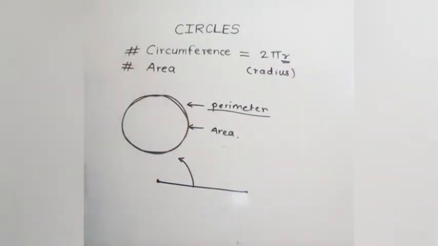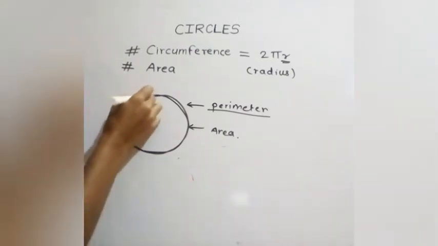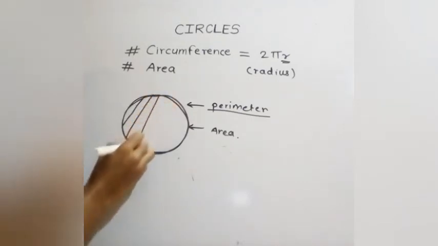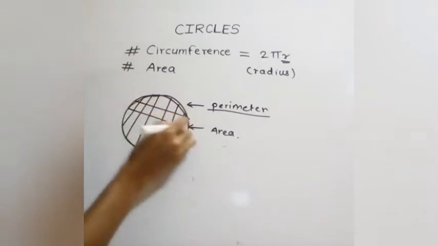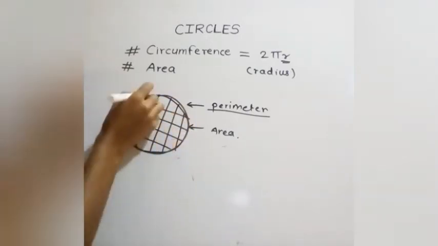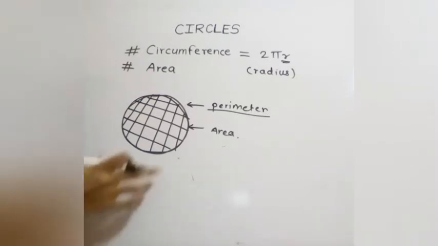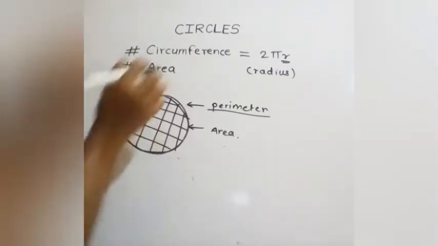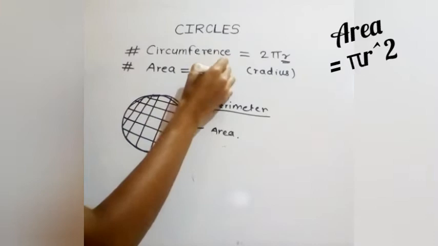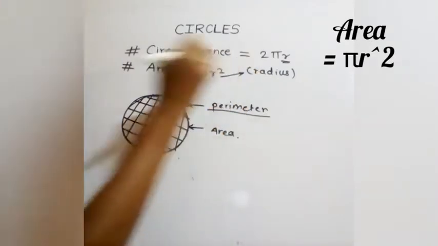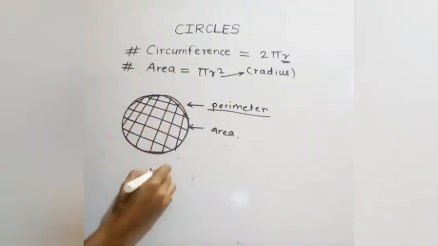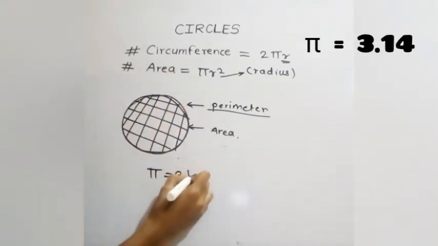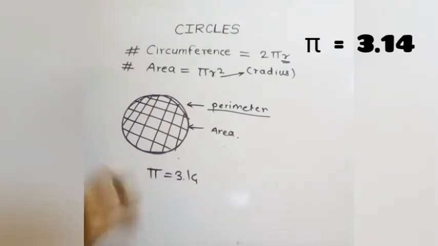Now let's see area. If we talk about the area of a circle, area shows the inner total area. How much area is covered by that plane is called the area of the circle. And how can we find the area of a circle? Area is equal to pi r square. R is again the radius of the circle, and pi has a fixed value. Pi is equal to 3.14. It is a fixed value of pi.